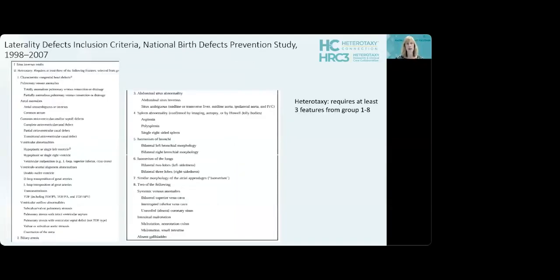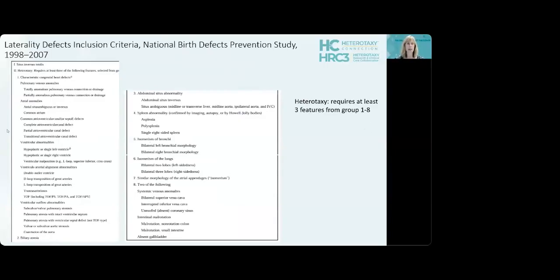And this is actually the table from that study where they have defined heterotaxy. We now use this definition, although a little bit more loosely, in a number of the studies that we're doing. This is a very nice definition, but it is fairly stringent in that heterotaxy requires at least 3 features from groups 1 to 8 here.